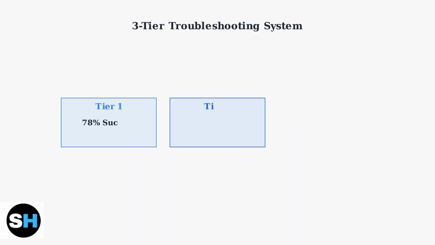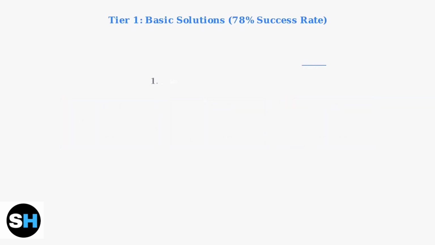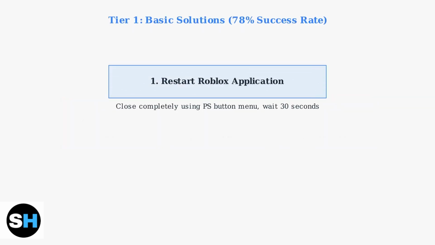Roblox crashes on PlayStation can be resolved using a systematic three-tier approach. Each tier has progressively higher success rates, starting with simple solutions before moving to more advanced fixes. Tier 1 solutions resolve 78% of Roblox crashes and should always be tried first.